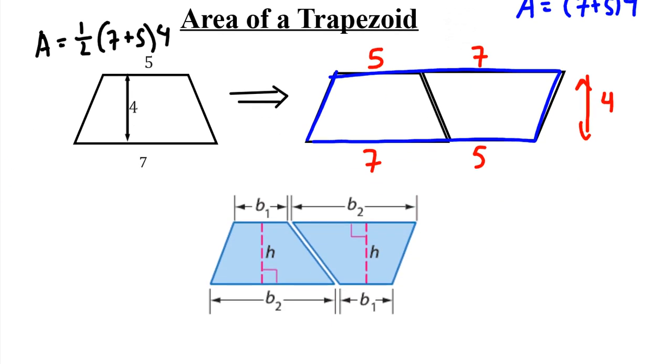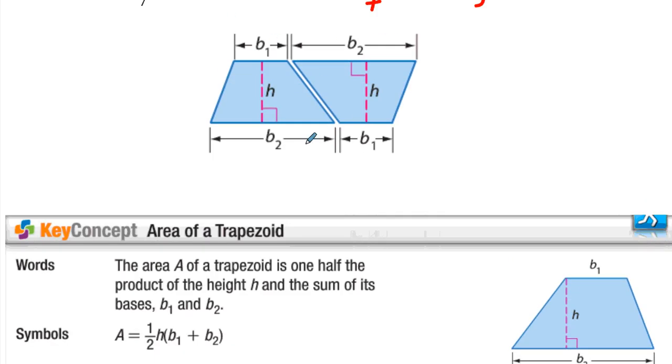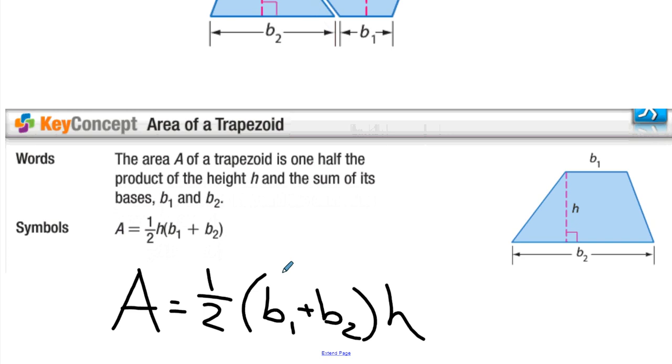A trapezoid is always half of a parallelogram that would be made by a duplicate of the trapezoid, and so the area of a trapezoid is always 1/2 the sum of the bases, because I would need the sum of the bases to make the parallelogram. Since it gets flipped upside down, I'd have base 1 plus base 2 here, or base 2 plus base 1. That would be the entire base of the parallelogram times the height, and then the trapezoid is 1/2 of that. So the area of a trapezoid is 1/2 the sum of the bases times the height.